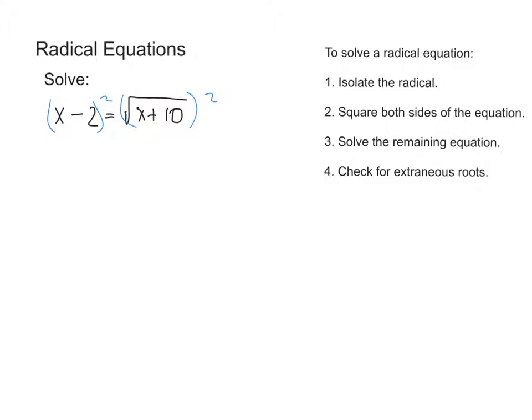What does x minus 2 squared become? x squared minus 4x plus 4, because x minus 2 squared means multiply x minus 2 by x minus 2, and you need to use the distributive property. That's what you end up with. On the other side, the square root of x plus 10 squared is just x plus 10. That was our goal, to get rid of that square root sign.